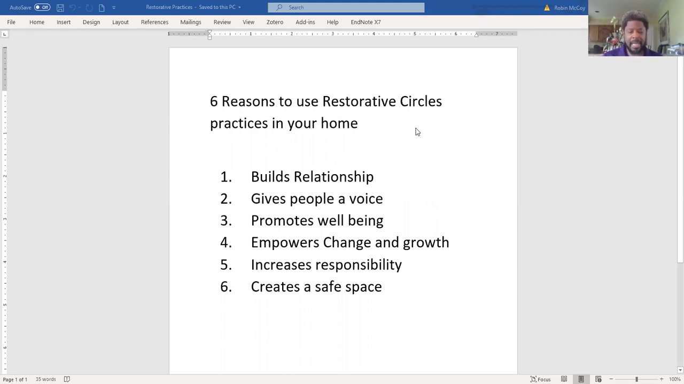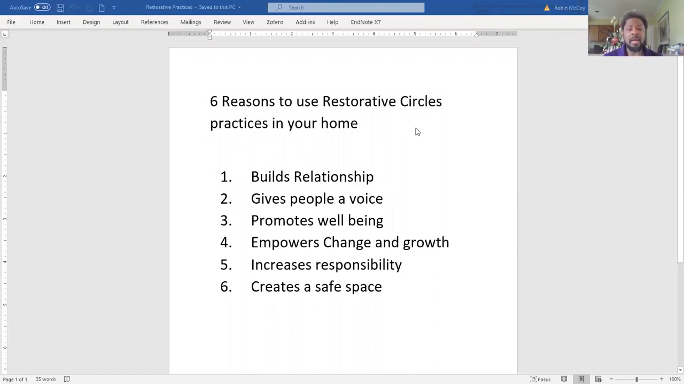Okay. And the reason why you have a talking piece is because the person who has the talking piece is going to be the only person speaking. All right. Very, very important. So if you have a family that's very competitive, or if you didn't learn communication skills, this is very, very powerful to create an area where people feel comfortable and they can express themselves.